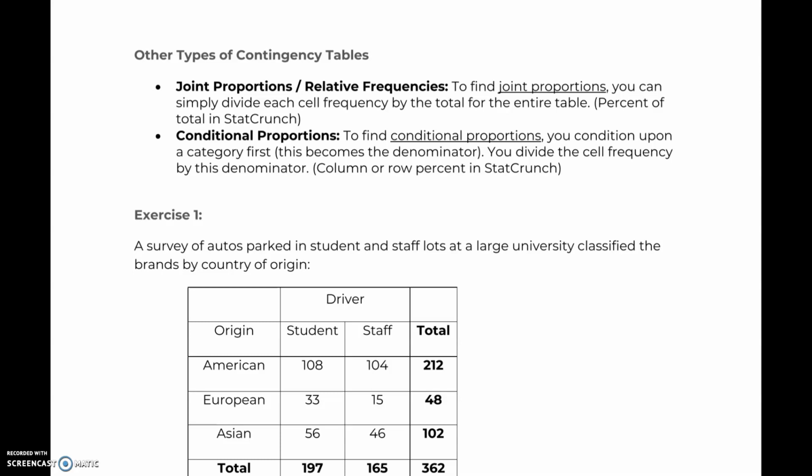Make sure you pay attention to what condition you're conditioning by. So make sure you're dividing it by the correct total.